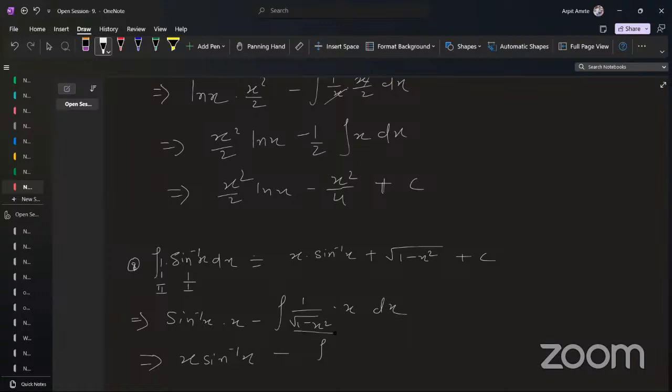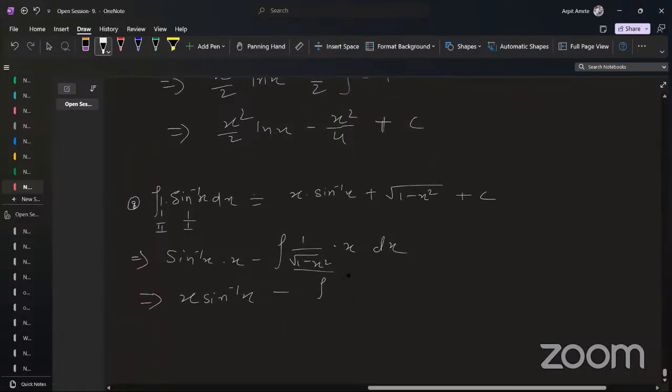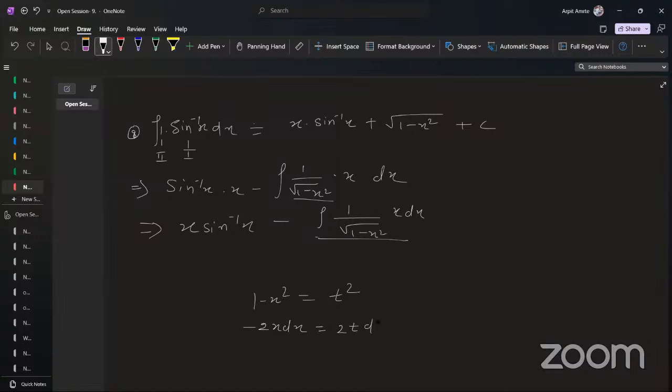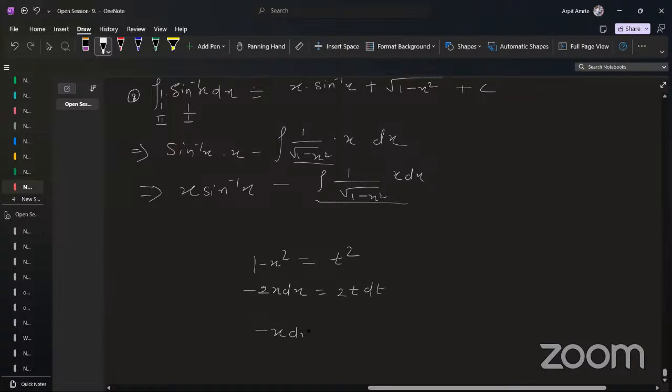Now, how will we solve the remaining integral? By substitution. Put 1 minus x square equals t square. Then we get minus 2x dx equals 2t dt, so minus x dx equals t dt.